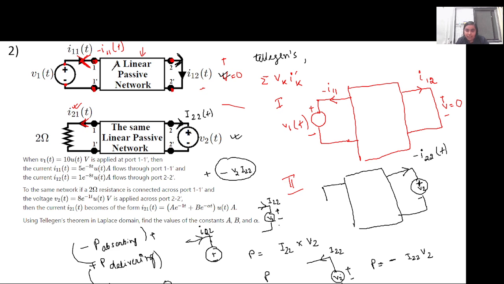So either way, if I just substitute this as minus I22, minus I22 means again the reverse direction. So it is exactly the same as what we had assumed earlier. So the sign convention takes care of itself depending on whether it is absorbing or delivering power. Is it making sense? Okay, madam, continue.